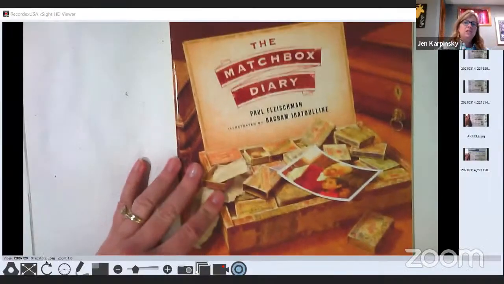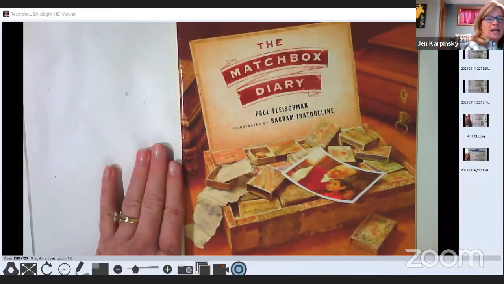So now one thing that I'd like to do is share a favorite book with you. Just one more quick historical fiction. But it's kind of interesting. I've seen 2 or 3, not very many, of you do this the same way, so it's pretty exciting to see. It's where we combine realistic fiction and historical fiction. So let me share with you the Matchbox Diary.